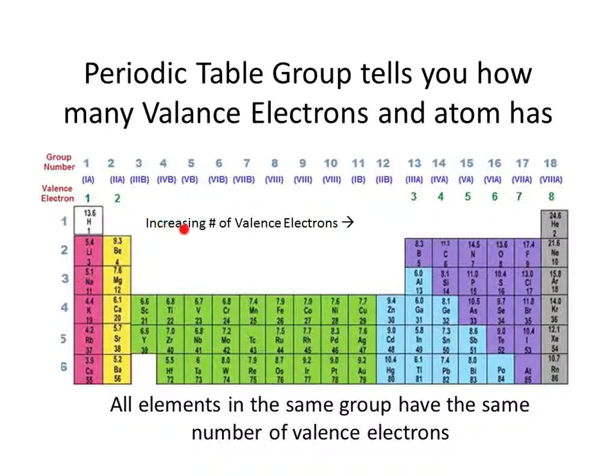The increasing number of valence electrons goes from left to right across a period. And again, remember, all the elements in a group have the same number of valence electrons, even though the elements here, for example oxygen and sulfur, differ by 1 period or 1 energy level. They still have the same number of valence electrons.